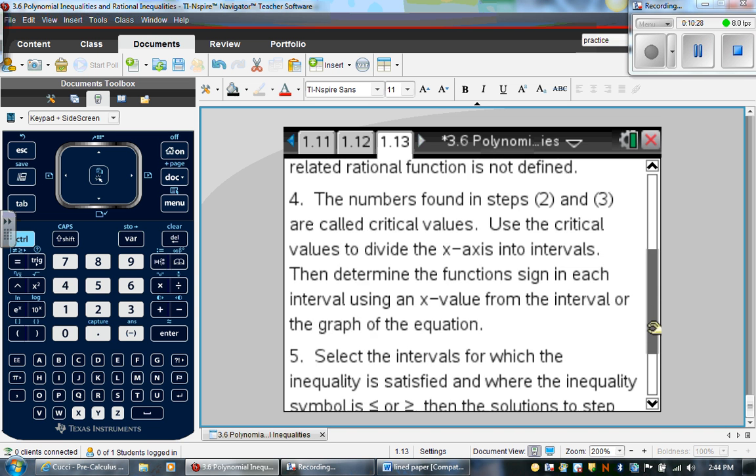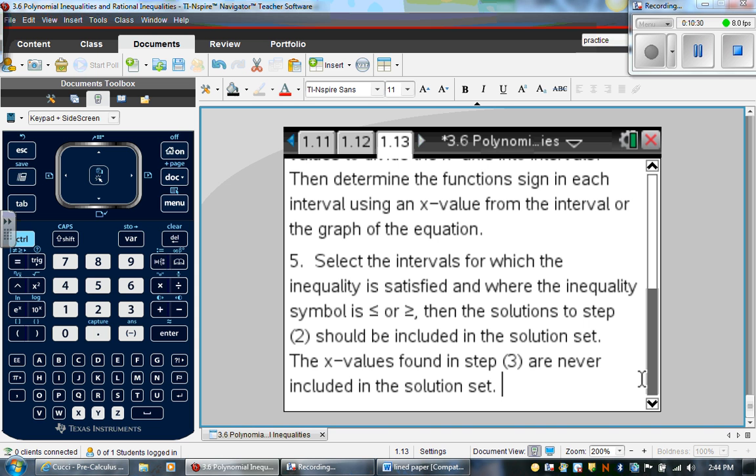Select the intervals for which the inequality is satisfied and where the inequality symbol is greater than or equal to or less than or equal to. Then the solutions to step 2 should be included in the solution set. The x values found in step 3, where the function is undefined, are never included in the solution set because, again, that's where the function is undefined. It does not exist.